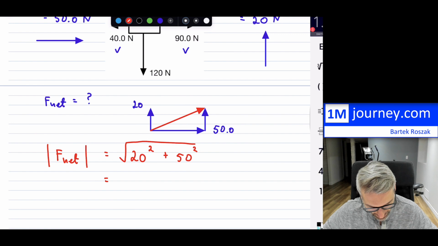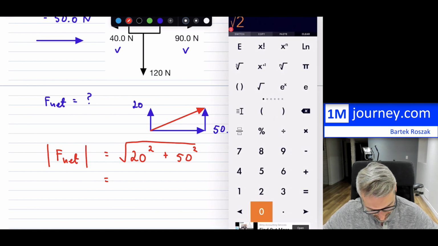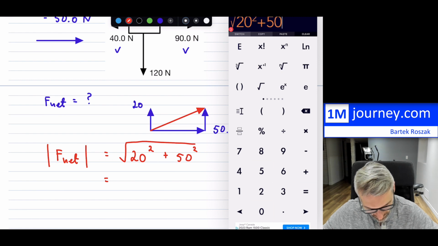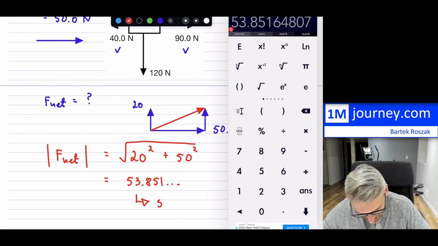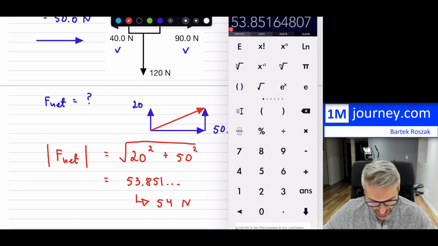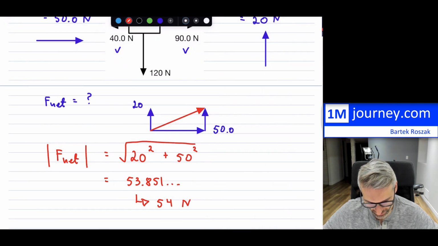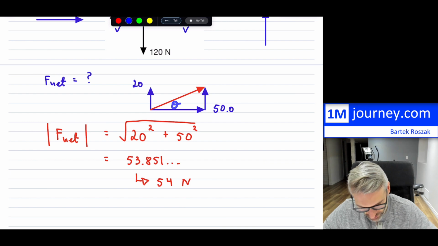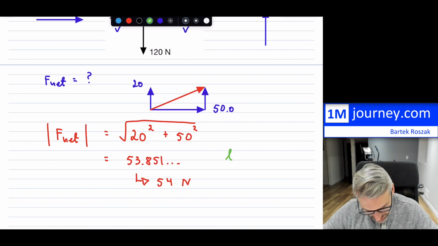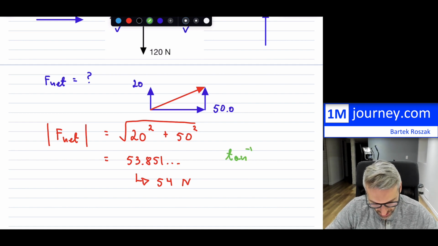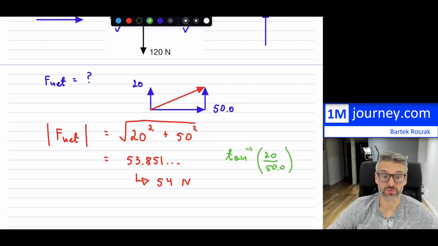Okay, so let's compute it. So that is 53.851, etc. Now, I guess we'll just keep everything to 2 sig figs. So that's going to be 54 newtons. Now we do need to know what the angle is in here. In order to find this particular angle, you're going to have to use your knowledge with regards to tangents. So that's going to be tan inverse of the opposite over adjacent. Opposite is 20, adjacent is 50.